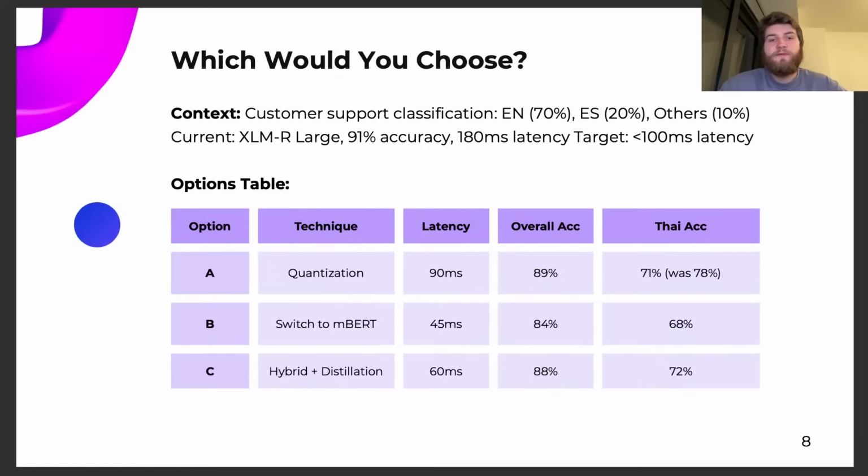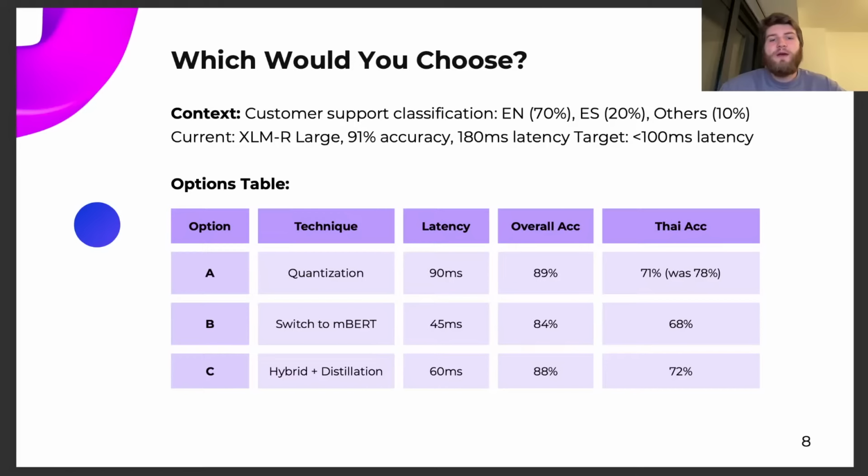And before we dive into optimization techniques, let me pose a scenario for you guys to think about. You are deploying a customer support classification model. You support English with 70% of traffic, Spanish with 20%, and 5 other languages sharing the remaining 10%. Your current XLM-R large model achieves 91% overall accuracy but has 180 milliseconds latency, which is above your 100 milliseconds target. So here are 3 options you have.